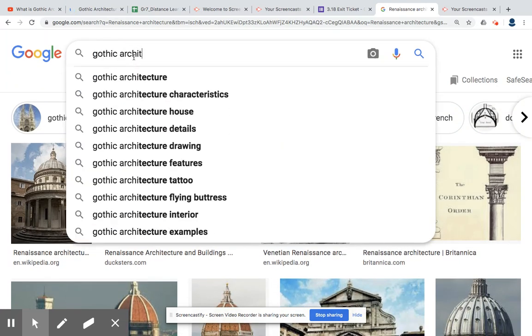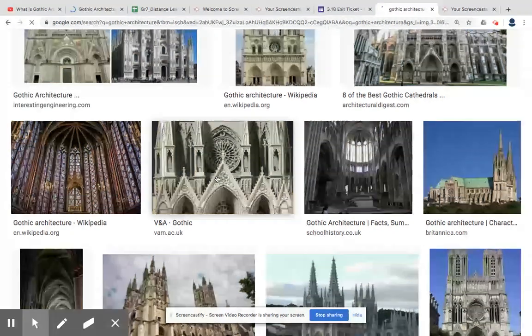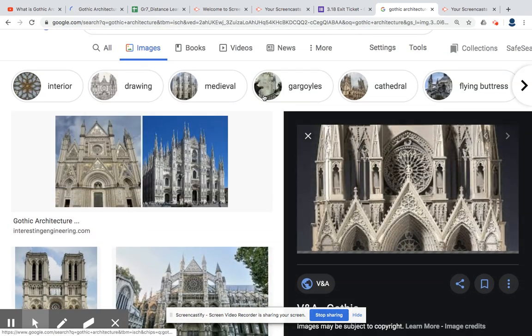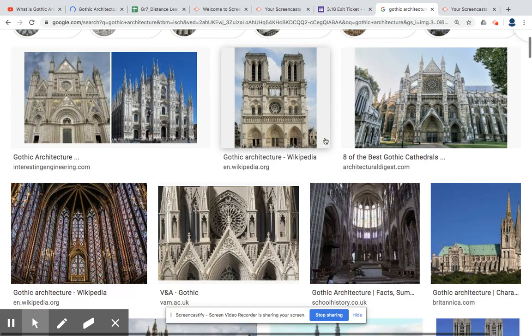Gothic, but I think that it's an amazing type of architecture. You might disagree with me, and that's okay, because we all have different opinions.